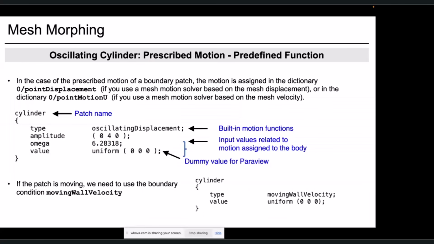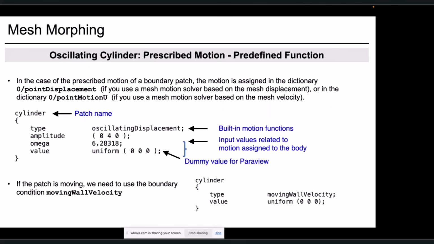Let's look into one of the prescribed motions, the predefined motion, oscillating displacement. As I said, oscillating means it is a periodic canonical sinusoidal motion with a prescribed amplitude and prescribed omega, which is its velocity in radians per second. Those are the input values.